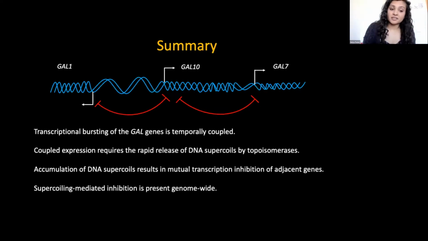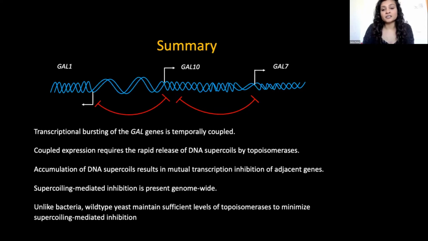I've also shown you that this supercoiling mediated inhibition is present genome-wide. And finally, unlike in bacteria, wild-type yeast maintains sufficient levels of topoisomerases to minimize this supercoiling mediated inhibition.